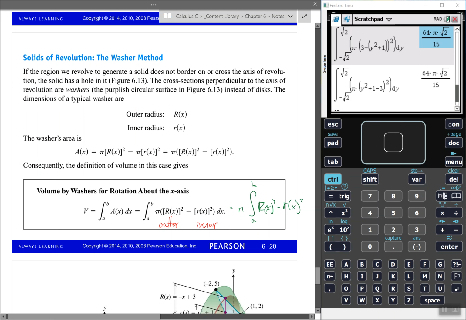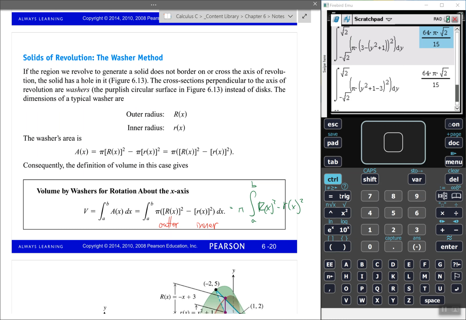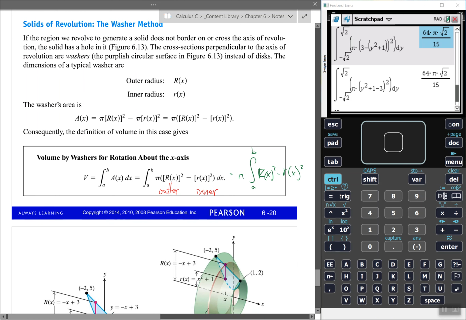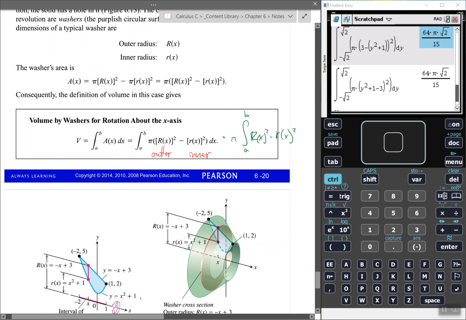This way there's fewer sets of parentheses, hopefully less confusion, but the most important thing is we have to square the functions independently and then subtract them after. You cannot do R minus r quantity squared. That will never work because we have to take a volume, subtract out a smaller volume. That's how we get this exact shape that they're asking for. So it's big R squared minus little r squared. Each of them gets squared independently.